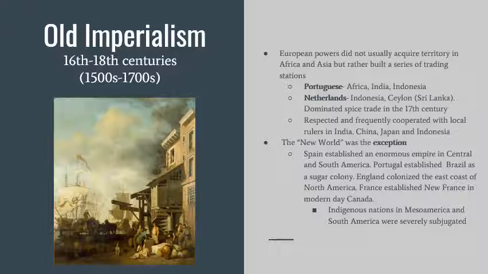In addition to not acquiring territory, old imperialism can also be characterized by the relationship between Europeans and local rulers. Europeans in Asia respected and frequently cooperated with local rulers in India, China, Japan, Indonesia, and other areas where trade flourished between locals and European coastal trading centers. Now, there's always exceptions that prove the rule. So the New World was this exception. Spain had established an enormous empire in Central and South America, and Portugal established Brazil as a sugar colony. England colonized the east coast of North America, and France established New France in modern-day Canada. In these New World territorial acquisitions, indigenous nations in Mesoamerica and South America were severely subjugated.